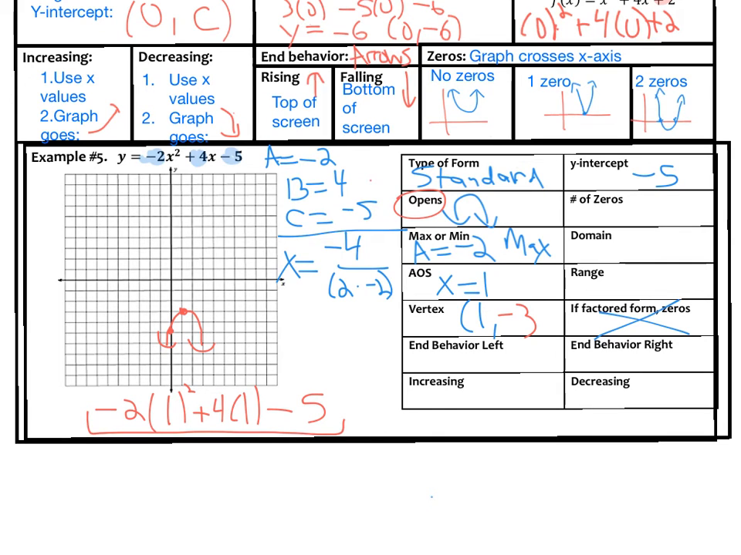Okay, so number of zeros. Does it cross through this x-axis at all? No, so it's 0. Remember, for any u, the domain is -infinity, infinity. We'll come back to the range. But for our end behavior, the left arrow, they're both going down, so we write falling.